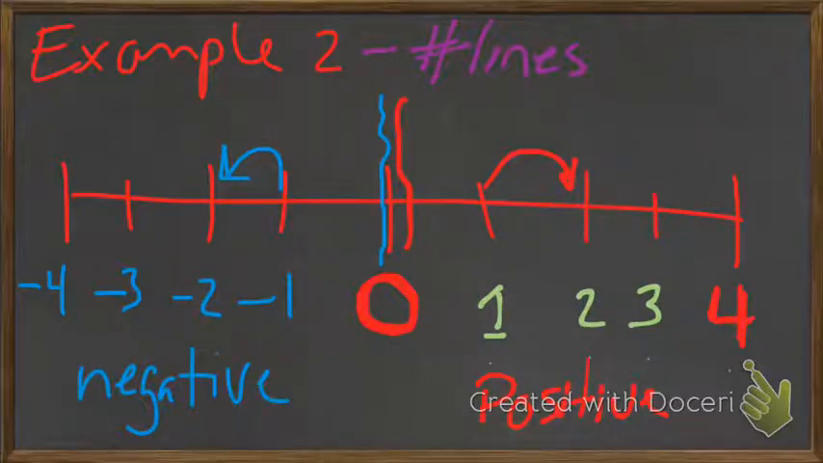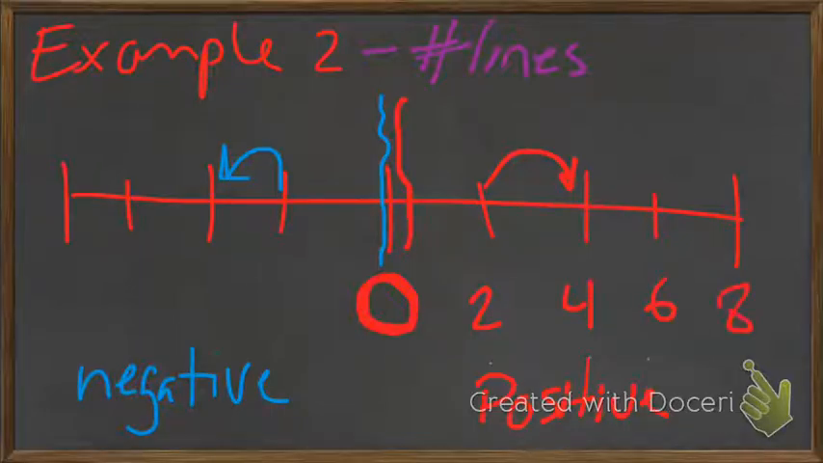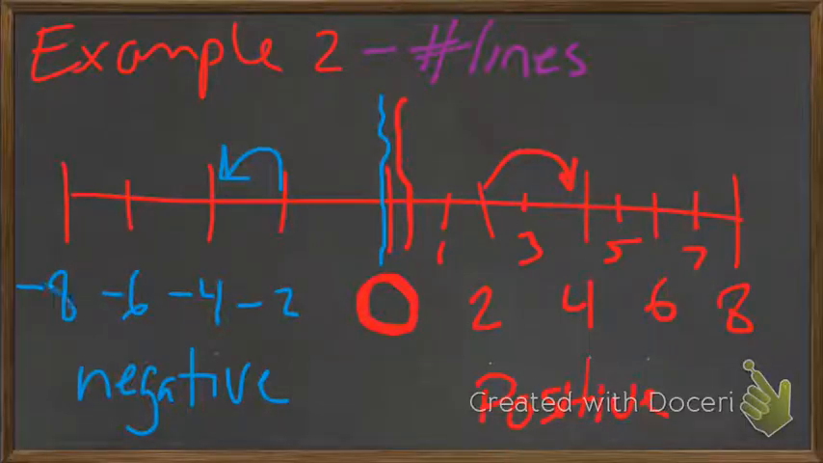And we can change up these numbers as well. We can make our number line go up by 2, for example. So this would be 2, 4, 6, 8. And in between would be our smaller numbers. So 1, 3, 5, and 7. And on this side, if we're following the same pattern, negative 2, negative 4, negative 6, negative 8.